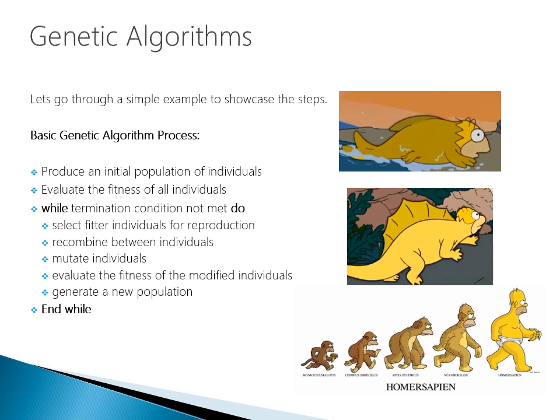Our basic genetic algorithm process is as follows. We produce an initial population of individuals. Then we evaluate the fitness of all individuals. While some termination criterion is not met, we do the following. We select fitter individuals for reproduction. Then we recombine between the individuals. We have mutation of these individuals, and then we evaluate the fitness of the modified individuals, and then generate a new population, and then we go through the process over and over again.